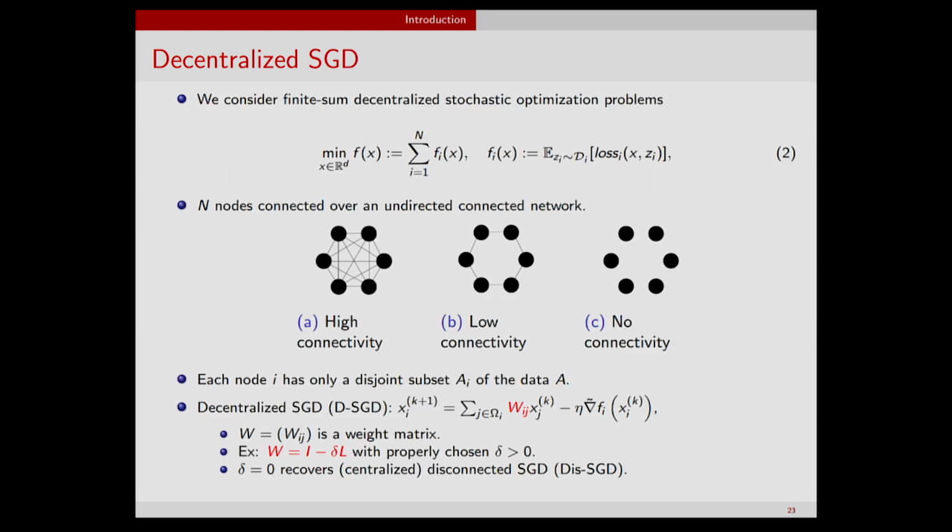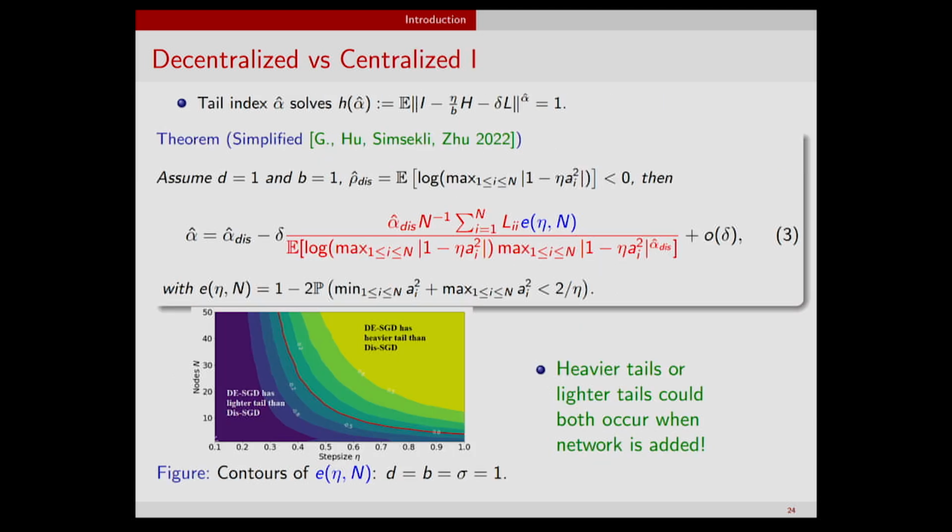If delta is positive, you are decentralized. If delta is 0, you do no communication. So let's have a formula for the tail index as a function of delta; we can do an expansion in delta if you wish. The formula looks a bit complicated, but essentially it all boils down to the sign of a term here. If this term is positive, then you are heavy-tailed in the decentralized case. If it is negative, you are lighter-tailed, and so forth.